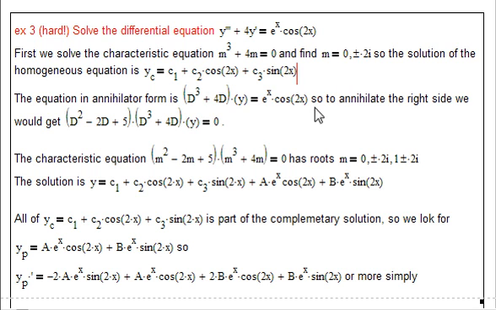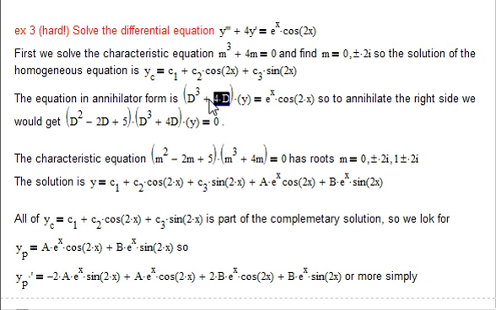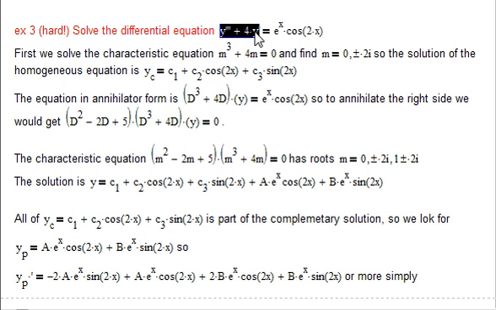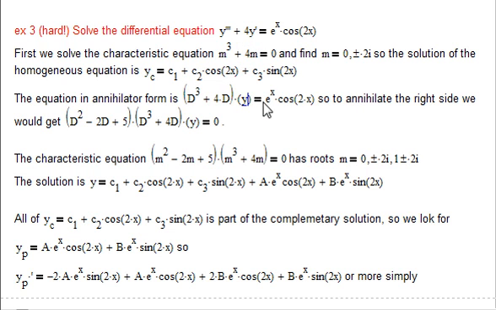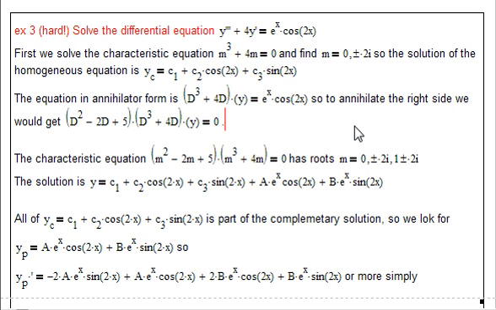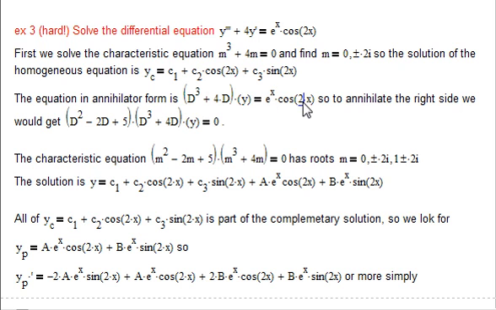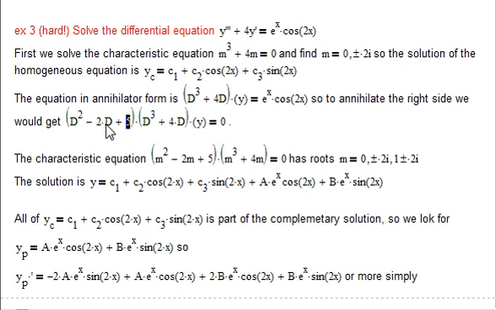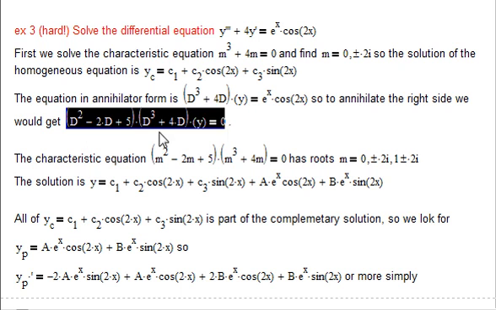So the equation in annihilator form now looks like this: D cubed plus 4D, that's this side, applied to y equals e to the x times cosine of 2x. So to annihilate the right side, we need to apply, see, a is 1, b is 2, so 1 squared plus 2 squared is 5, and a is 1, so 2 times 1 times D, so we need this operator applied to both sides of the equation. Of course, apply it to the right side, we get 0. Apply it to the left side, look what we get, all this.